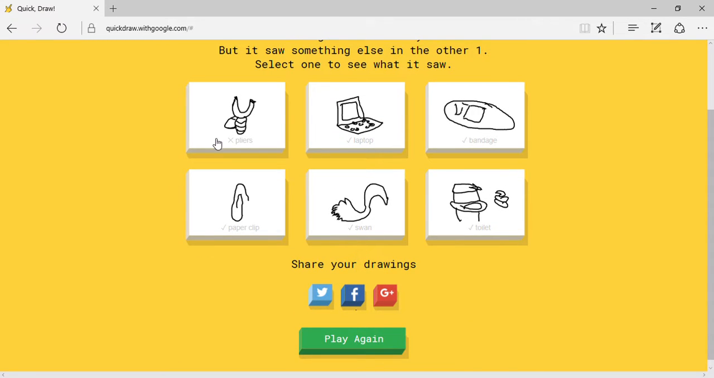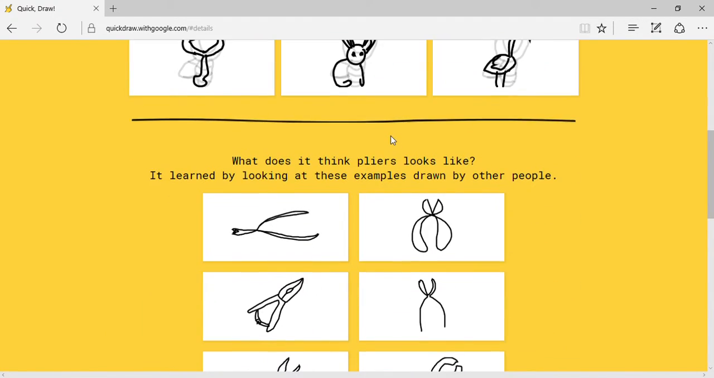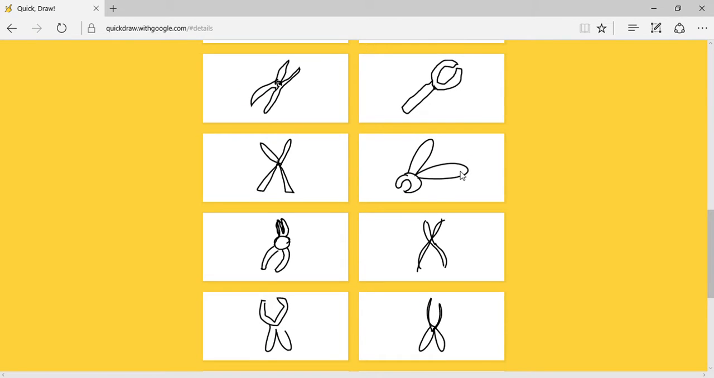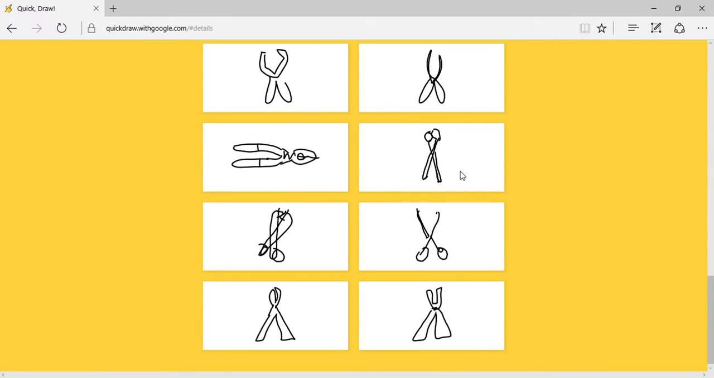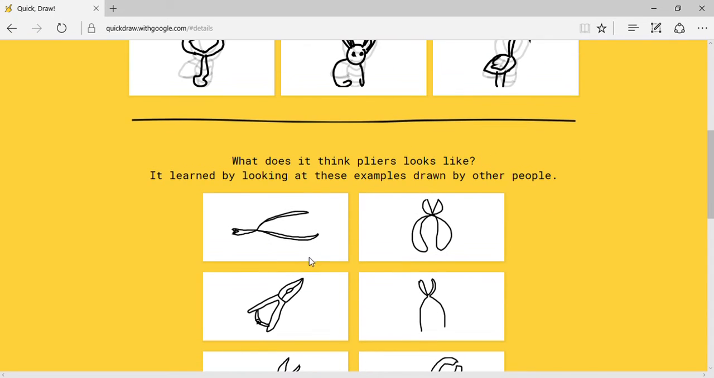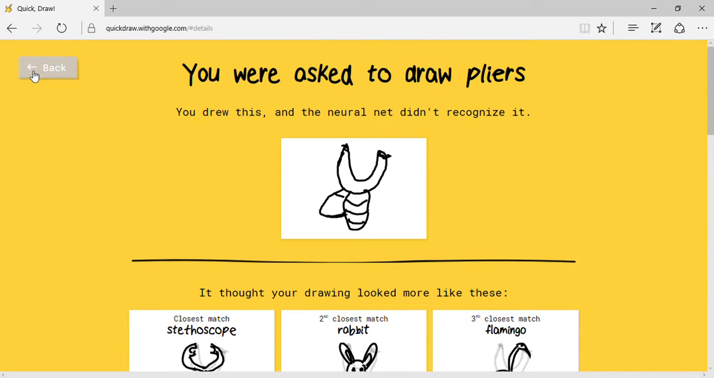So I think the pliers I didn't get. Let's see the pliers. Okay, this looks nice. Look, bunny ears. What is that? The pliers look like scissors. It looks like tweezers. So yeah, let's go another one.